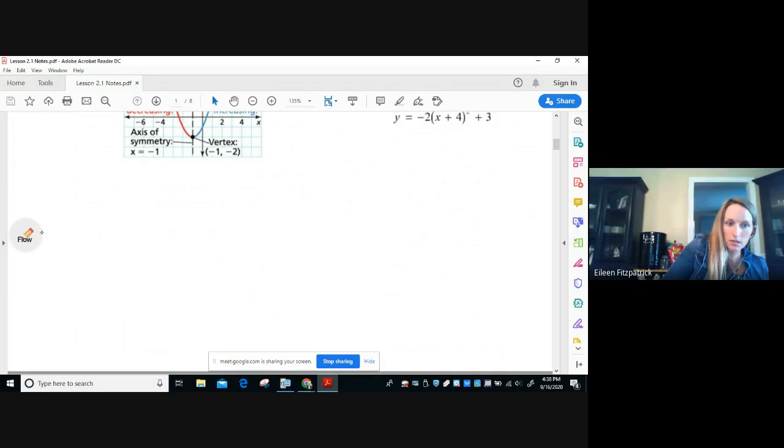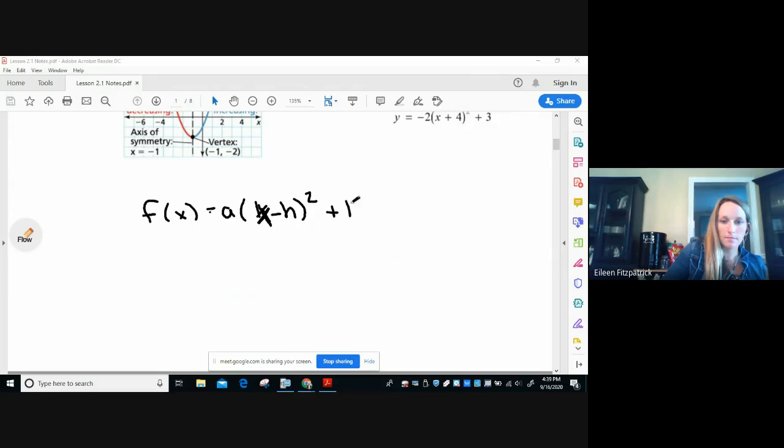Let me see here. Okay, so when we are in vertex form, that's f of x equals a times the quantity x minus h squared plus k. That's an x, guys.